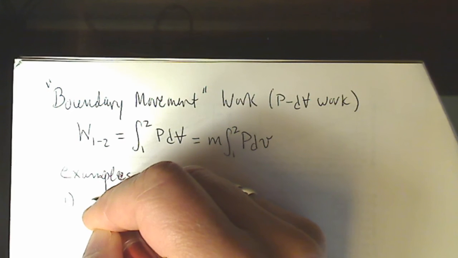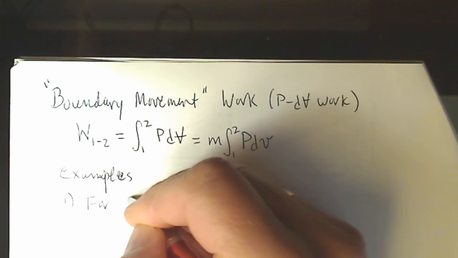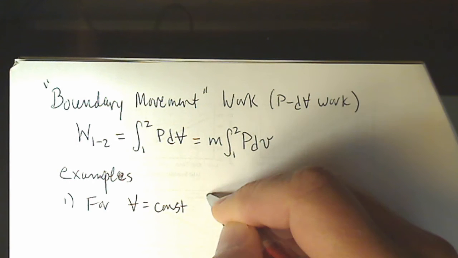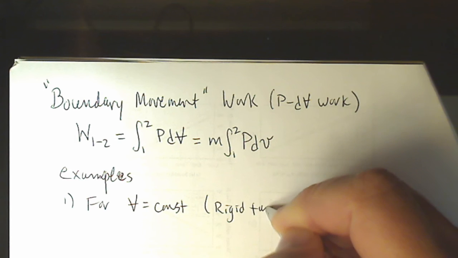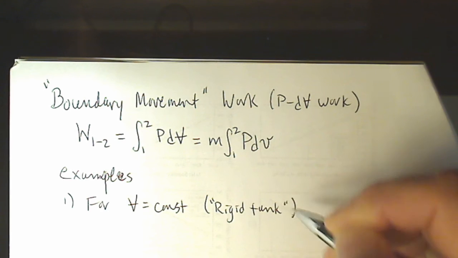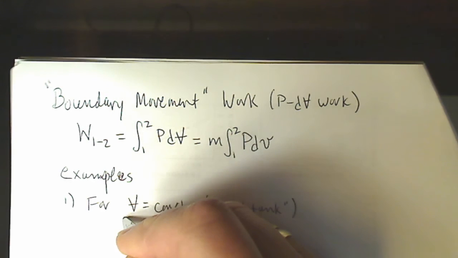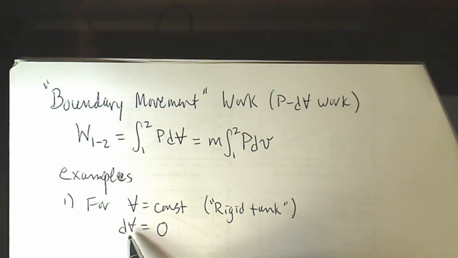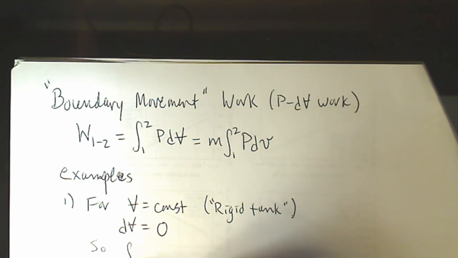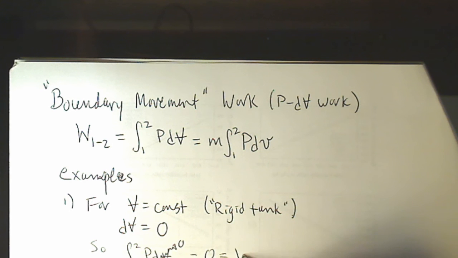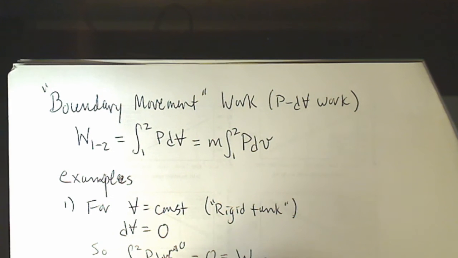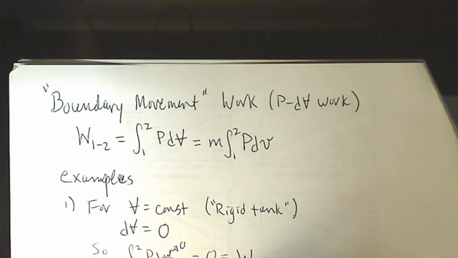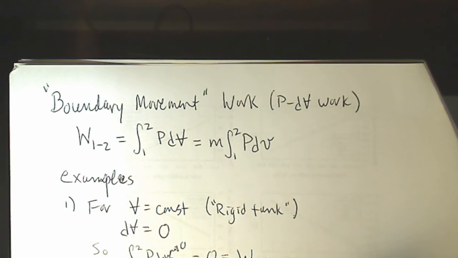If we have a constant volume system, and remember, this is our rigid tank, because V is a constant, the differential of V is equal to 0. dV is equal to 0. And so if there is no change in volume, there can be no work done. So this brings us to the exciting conclusion that there's no work done when the volume is equal to a constant.